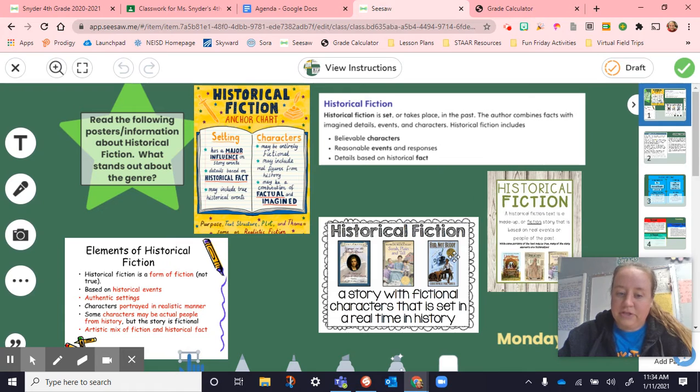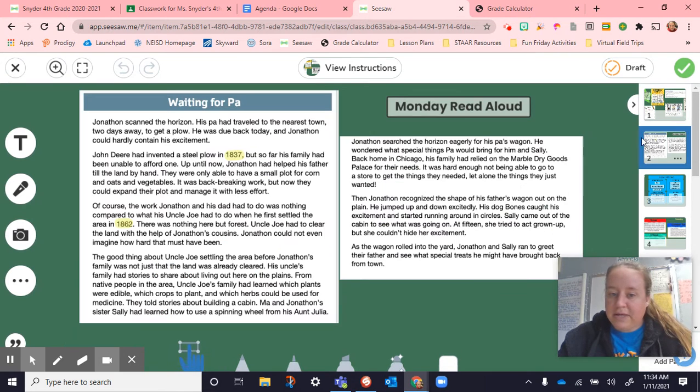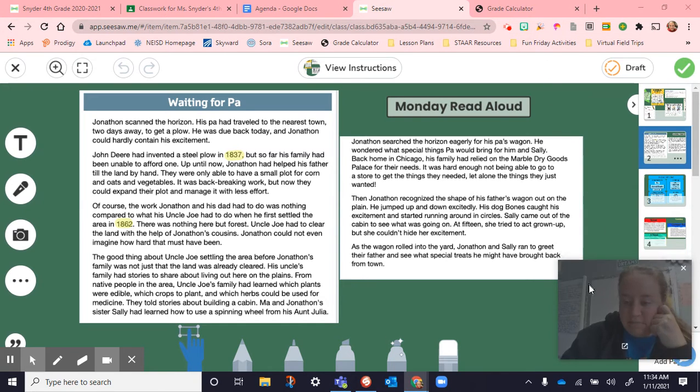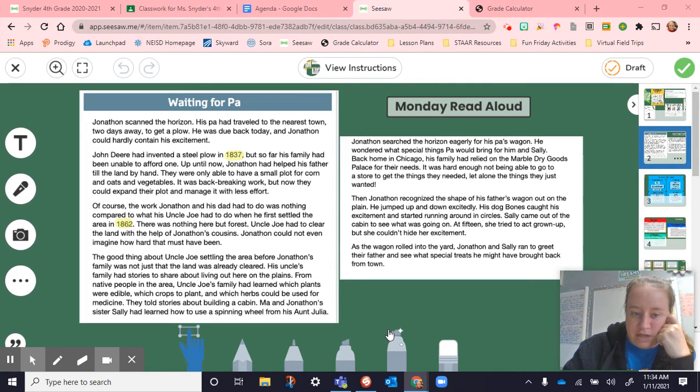So we're looking at this genre, and we'll be looking at different things throughout the week. And so keeping these things in mind and looking for those let you know what you're reading and what you can expect. So again, we read Waiting for Pa, and we stopped and we talked about some things that made us realize that this is from that genre.